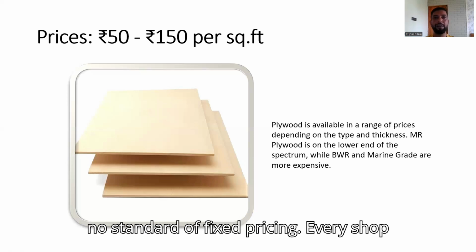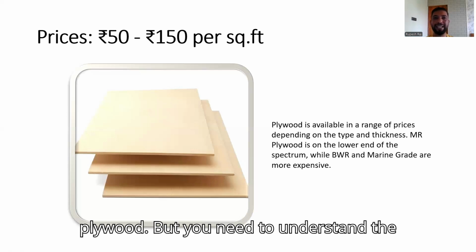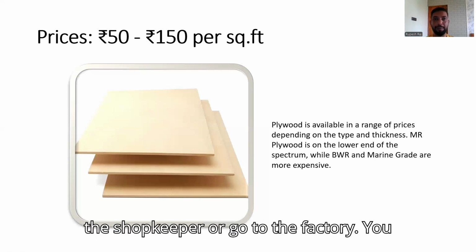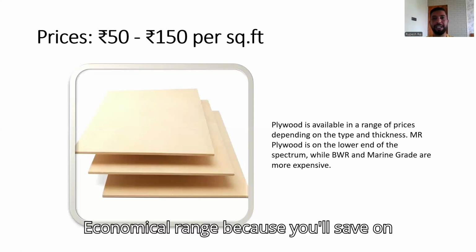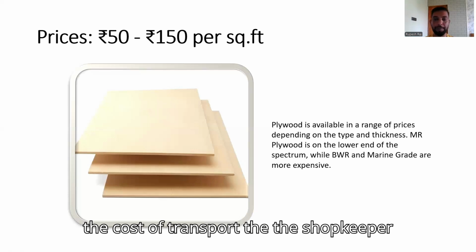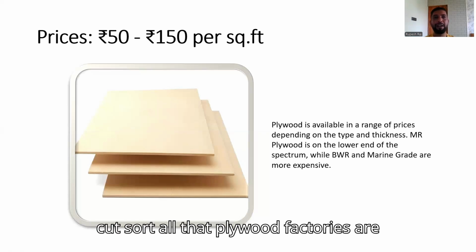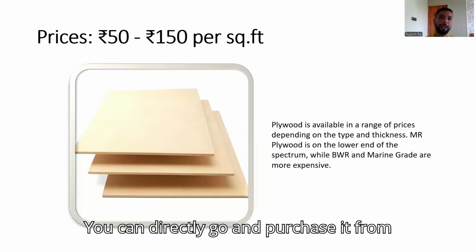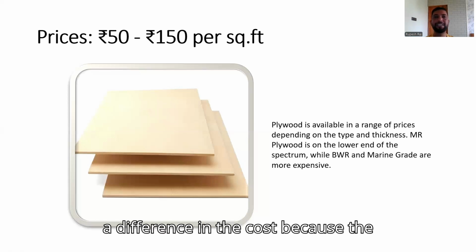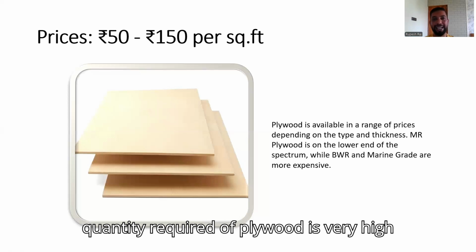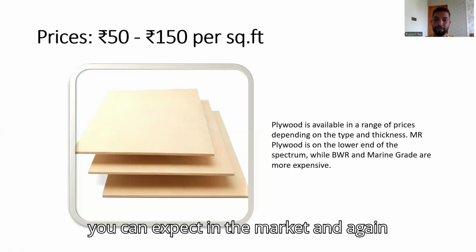So there is no standard fixed pricing. Every shop you go to, you will find different ranges of plywood. But you need to understand the three kinds of plywood I told you. Go to the shopkeeper or go to the factory. Even in the factory, you can purchase this plywood at a very economical range because you'll save on the cost of transport. The shopkeeper will also keep a margin. So to cut short all that, plywood factories are available in most parts of the country. You can directly go and purchase it from there, and there will be a 20 to 25% difference in the cost because the quantity of plywood required is very high when you're doing some interior work. So this is the price that you can expect in the market.